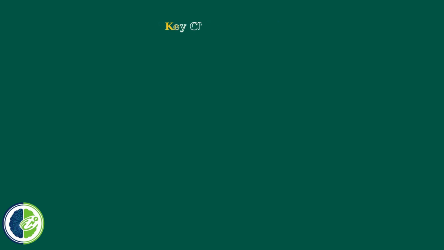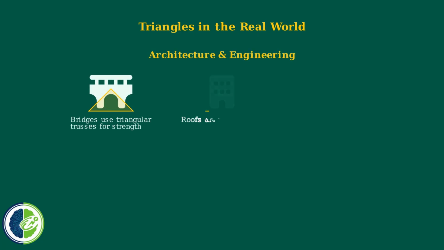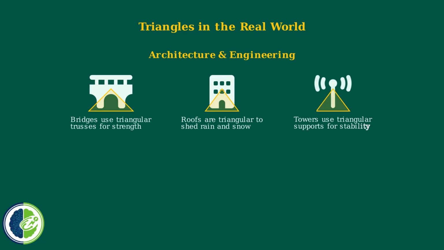The key characteristic of obtuse triangles is that they always have exactly one angle greater than 90 degrees, while the other two angles are acute, meaning they're less than 90 degrees. Triangles are everywhere around us. From the structures we build to the objects we use daily, triangles play a crucial role in design, stability, and functionality. In architecture and engineering, triangles provide incredible strength and stability.